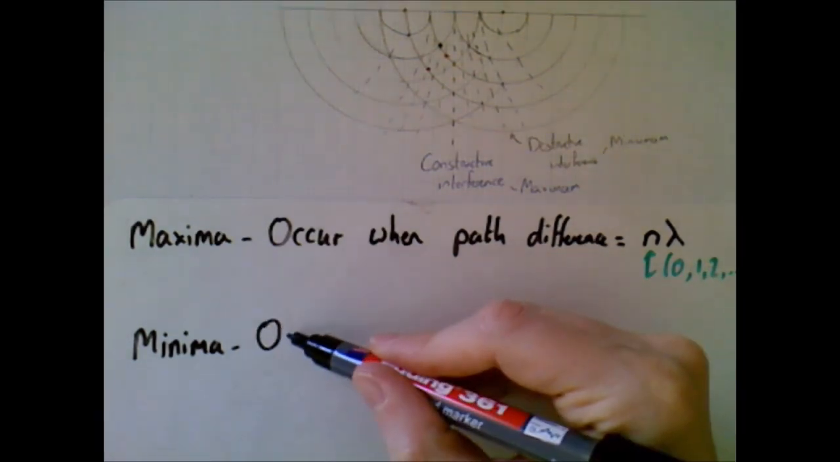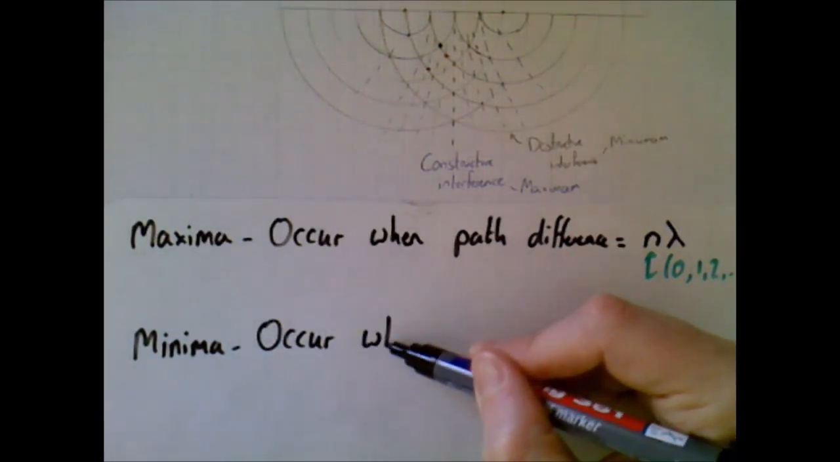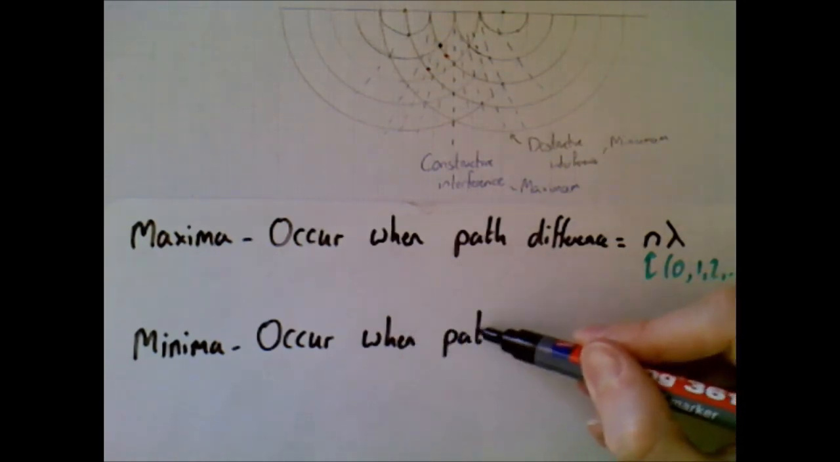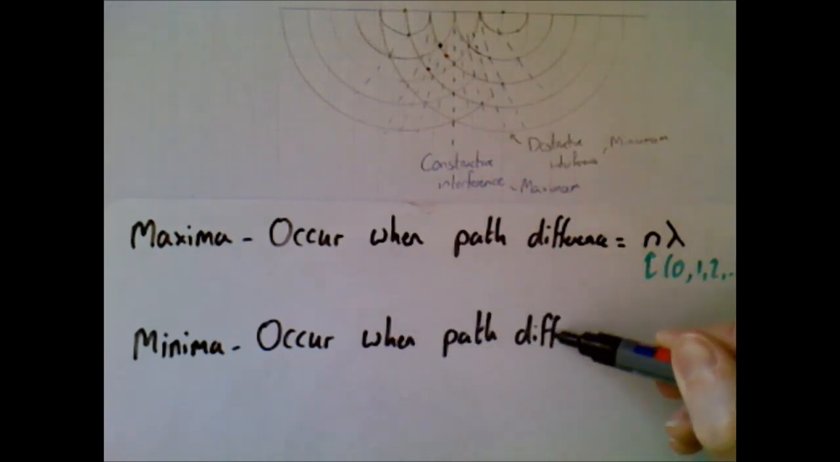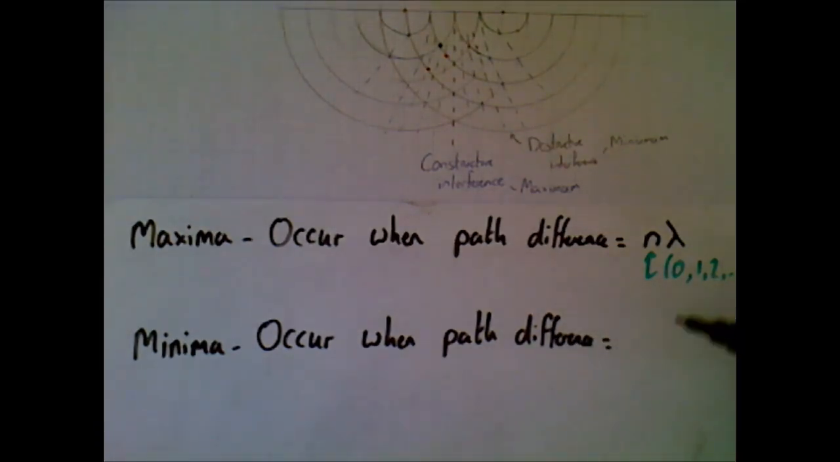Now the way we can write that mathematically is: minima occur when the path difference equals (n plus a half) times lambda. Because n again is an integer, n plus a half gives me a half, 1.5, 2.5, and so on. And so we get these points where we get maxima, and these points where we get minima, depending on the path difference between the 2 waves.